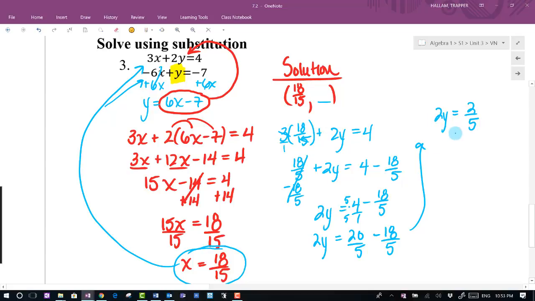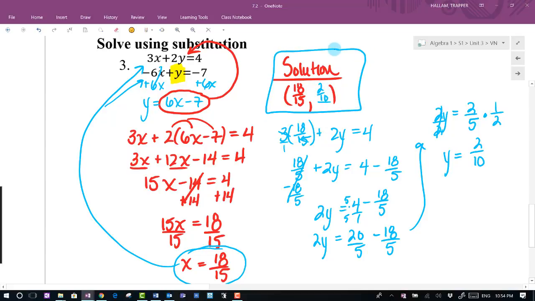And now I need to remove this 2. So I'm going to divide by 2, which over here will look like a multiplication of a half. And so I'm going to have y equals 2/10. And so if I put that in there, 2/10, the solution to my system should be 18/15 and 2/10.